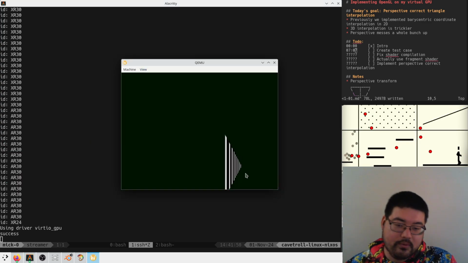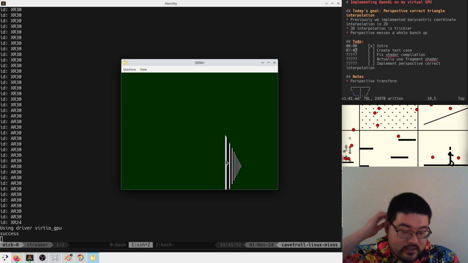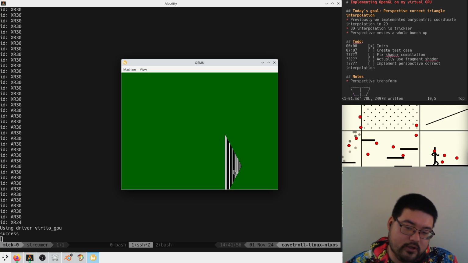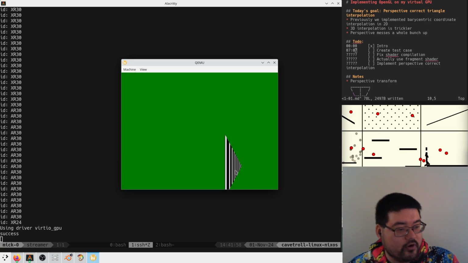So there we go. That looks right? So we have some sort of stripy lines that get closer and closer together as they get farther and farther into the screen.